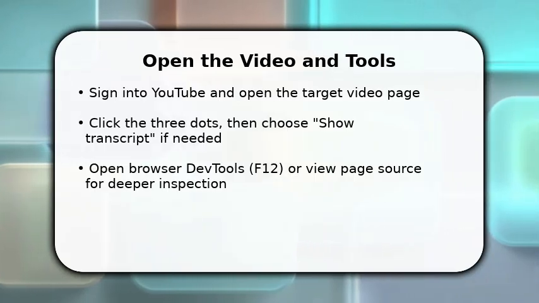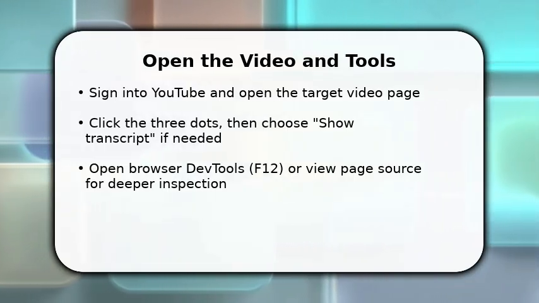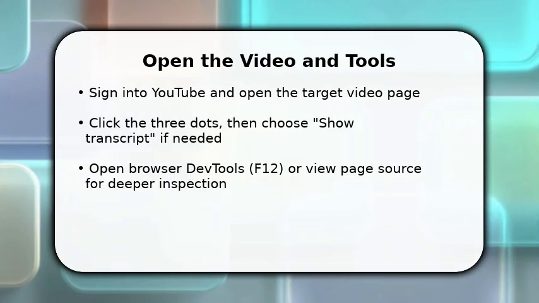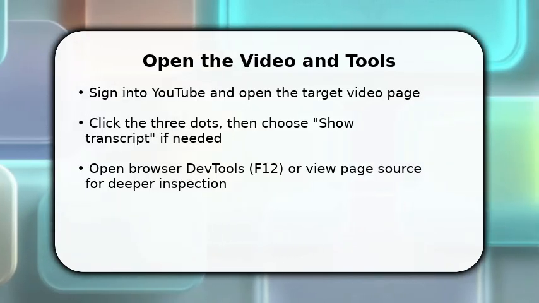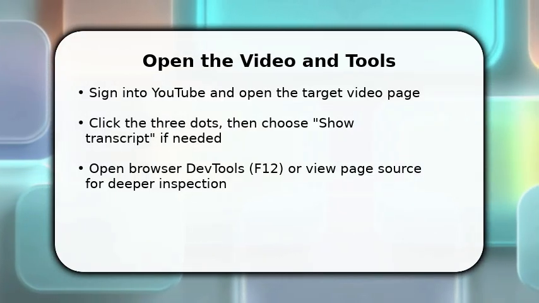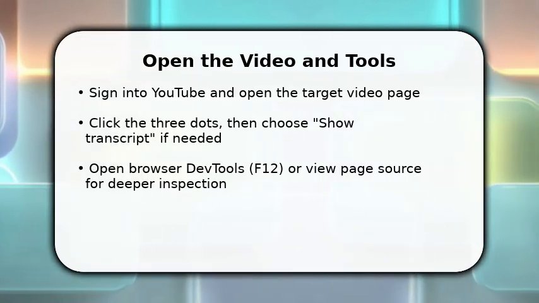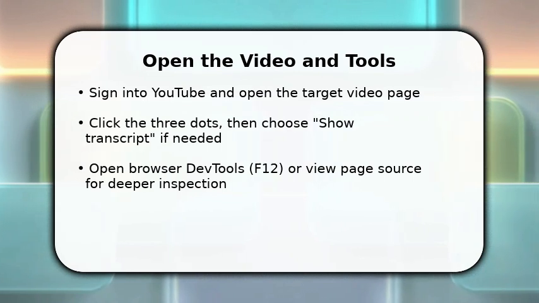If you need hidden or dynamically loaded links, open your browser DevTools, F12, or use View Source. This shows raw HTML. Make sure to keep the player paused while you work so the page doesn't jump. And position panels, so you can read both video and code simultaneously.